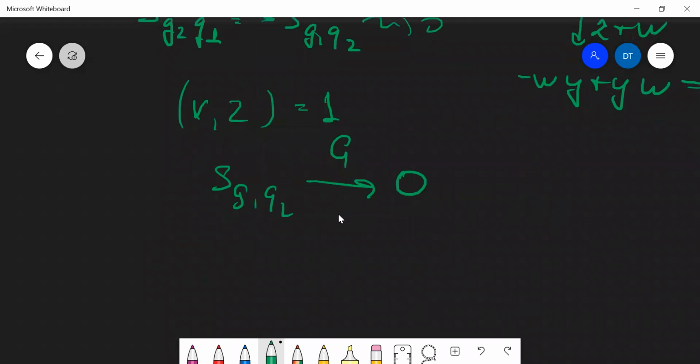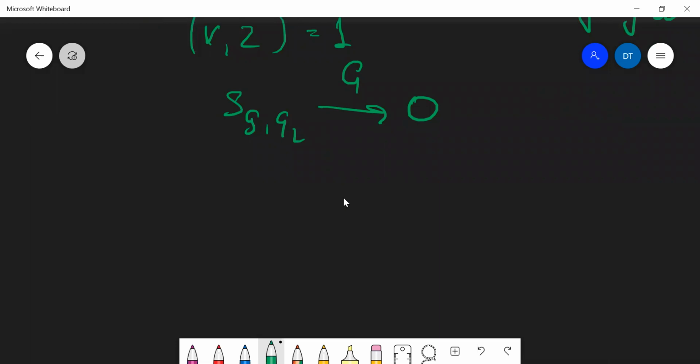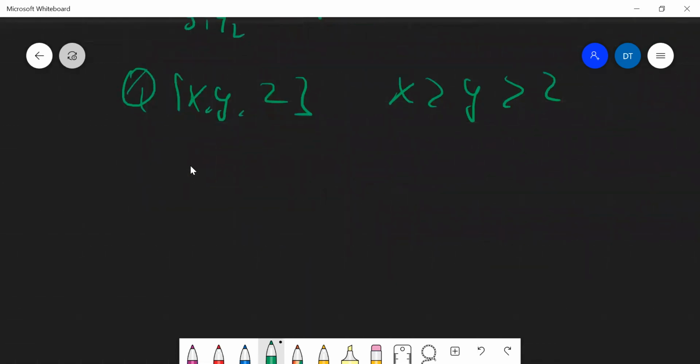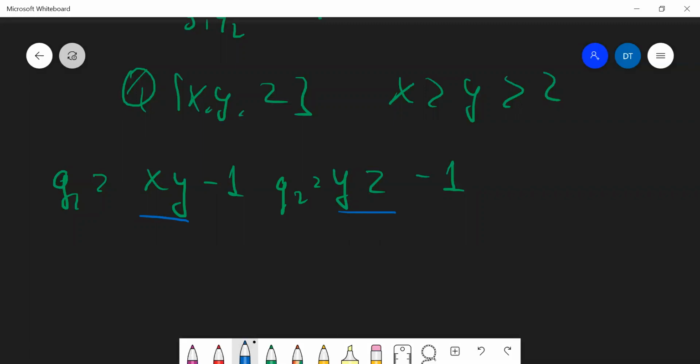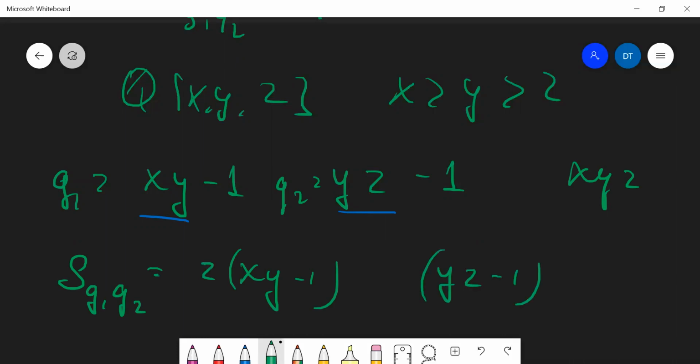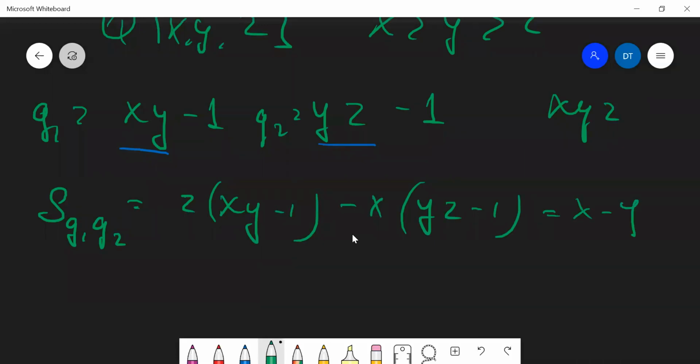Now, an example of a set where the S polynomial is not reducible to zero. Let's say I will change the polynomial ring. I want to shrink the amount of variables. And let's say we use this order. And now let's take polynomials xy minus one and yz minus one. This is your g1, this is your g2, and these are the leading terms. Now let's try to compute the S polynomial of g1, g2. Well, the LCM is XYZ. So I have to multiply this guy by Z and this guy by X and then subtract. And then the result will be X minus Y.